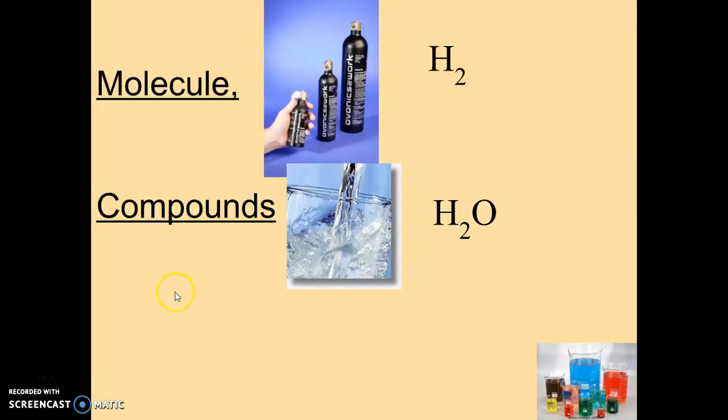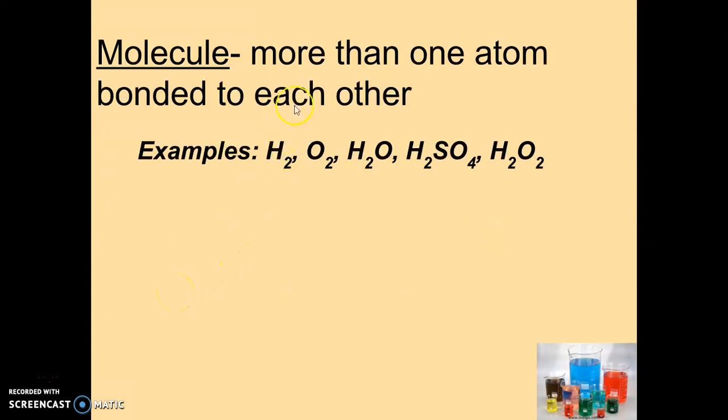So a molecule, as this should be a review, is simply more than one atom bonded to each other. Okay, so we have a molecule, which we've defined before, but examples are hydrogen, H2, oxygen, O2. Remember, those are two atoms of oxygen bonded together. H2O, another molecule. H2SO4 is sulfuric acid. H2O2 is hydrogen peroxide, which I'm sure you've heard of before. All examples of molecules, okay, which we've talked about.